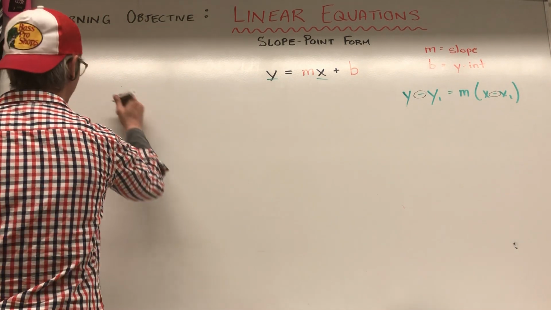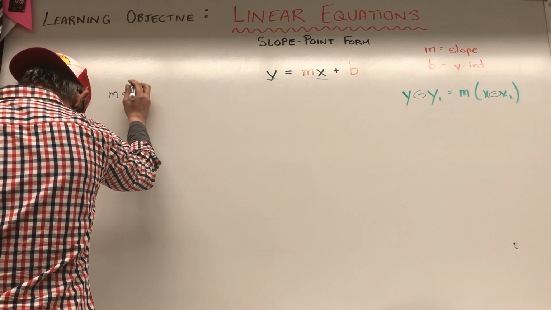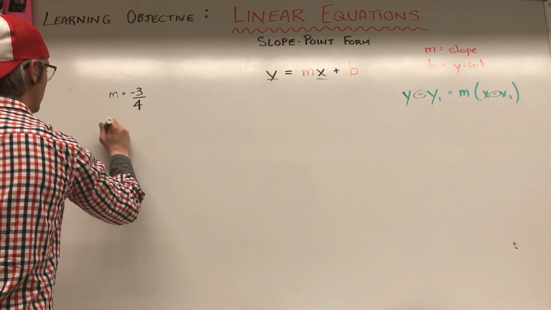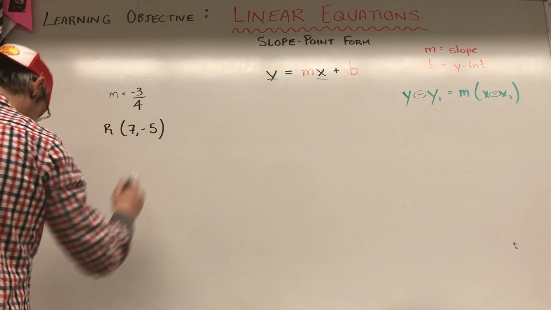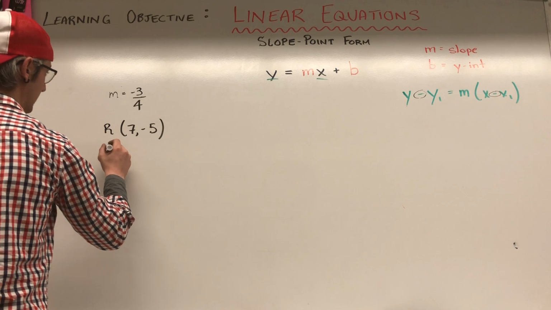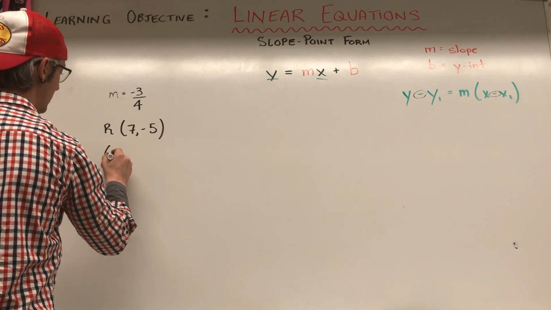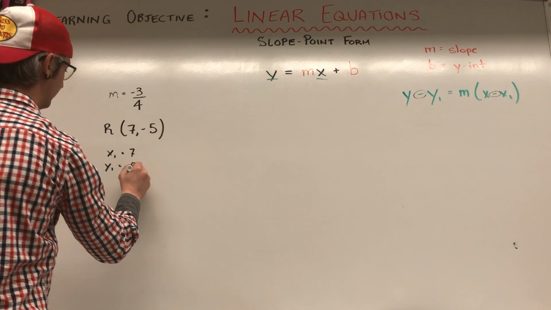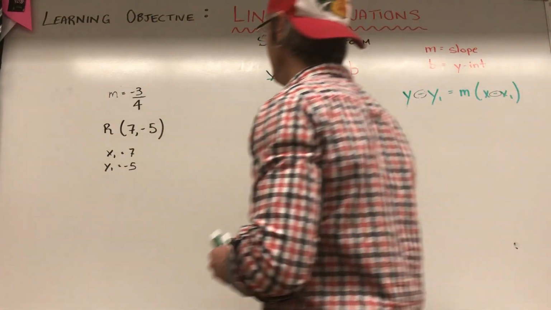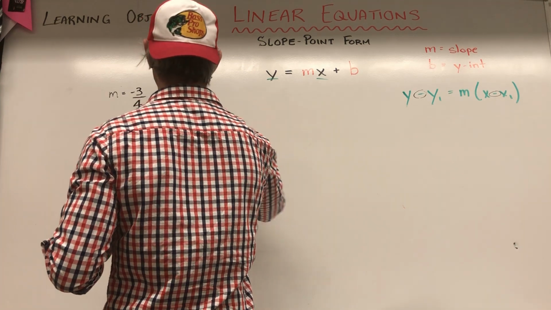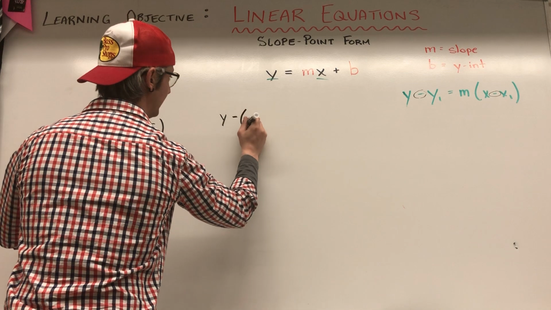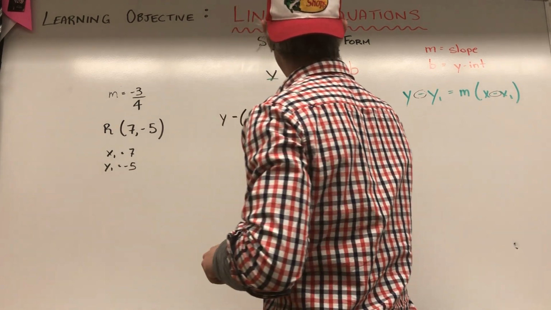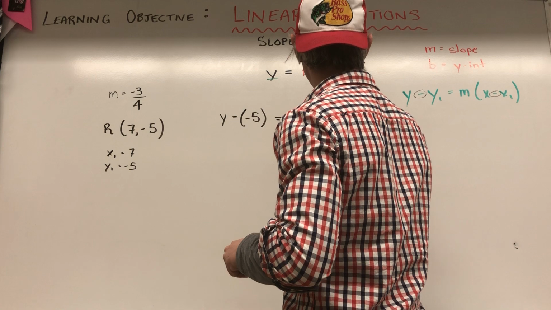So, we've got a line with a slope of -3/4, which passes through the point R at 7, -5. And so my slope is this, and the point they've given me, my x1, y1, is x1 is 7, y1 is -5. So I'm going to pull it into here and then solve for y. So I get y minus my y1, which is -5, is equal to -3/4 times x minus x1, which is 7.